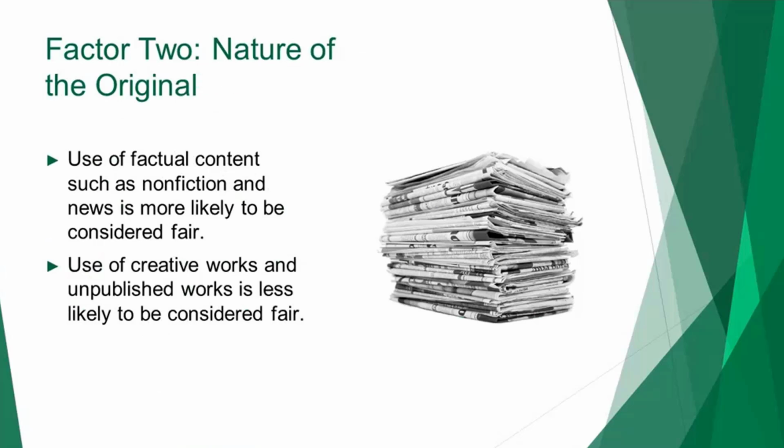Okay, so the second factor looks at the nature of the original copyrighted work. Under this factor, the use of factual content, such as nonfiction and news, is more likely to be a fair use than the use of creative works. And then also the use of published works, works that have previously been published, is more likely to be considered a fair use than the use of unpublished works. So this factor is rarely decisive, but it's still something to consider.